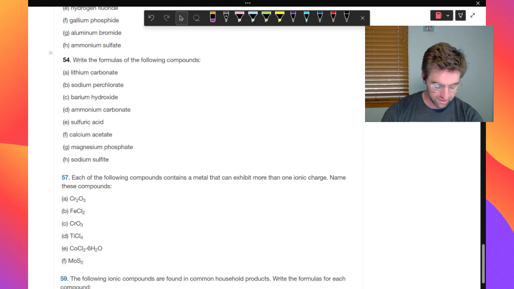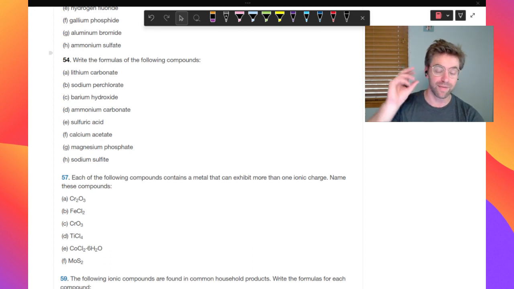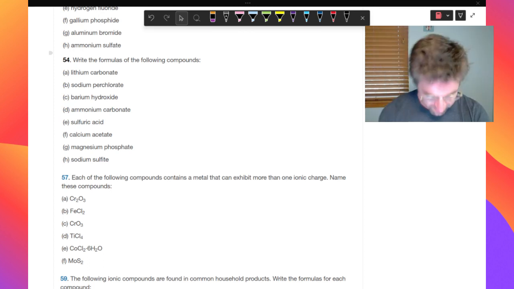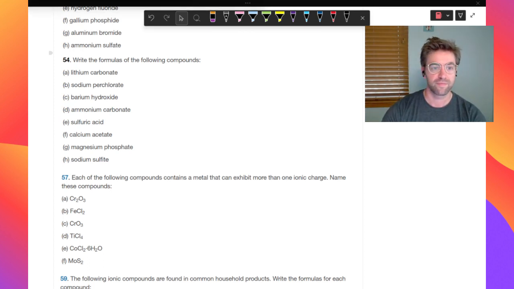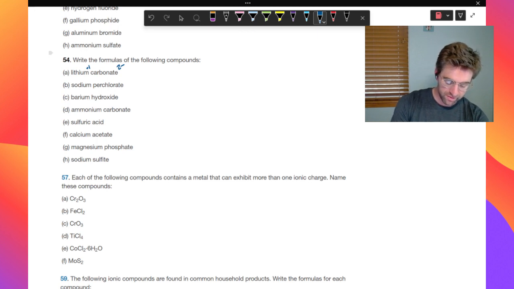54, write the formulas of the following. So lithium carbonate. Again, it's going to be really helpful to have that chart handy and to memorize these as you go. Lithium's in group 1. Carbonate has a 2 negative charge. So we're going to have lithium 2, carbonate. Carbonate is CO3.